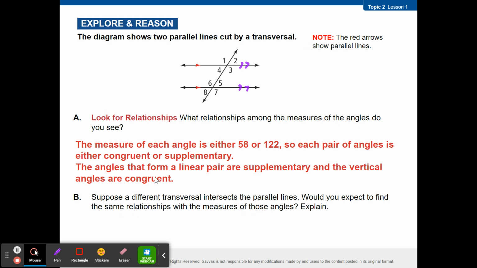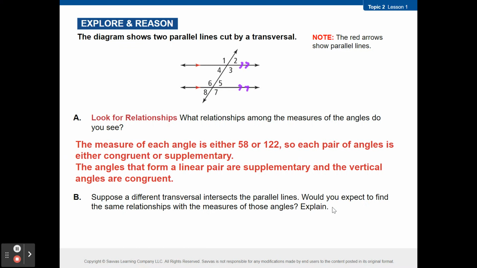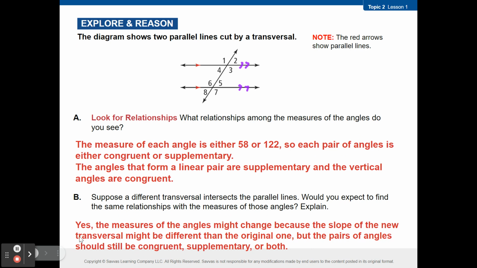Okay, suppose a different transversal intersected the parallel lines. Would you expect to find the same relationship with the measures of those angles? Yes. The measures of the angles might change because the slope of the new transversal might be different than the original one, but the pairs of angles should still be congruent, supplementary, or both. Those are the big deal. Congruent or supplementary. Those are the 2 key words for this, okay?